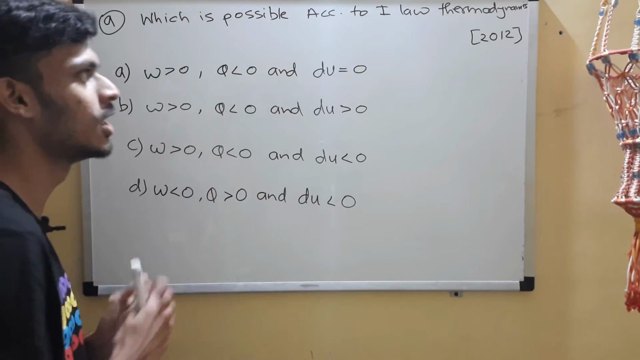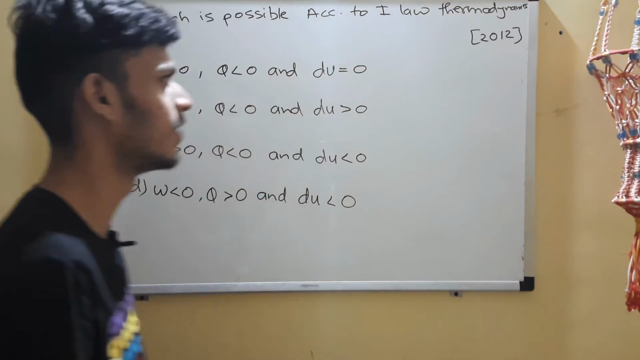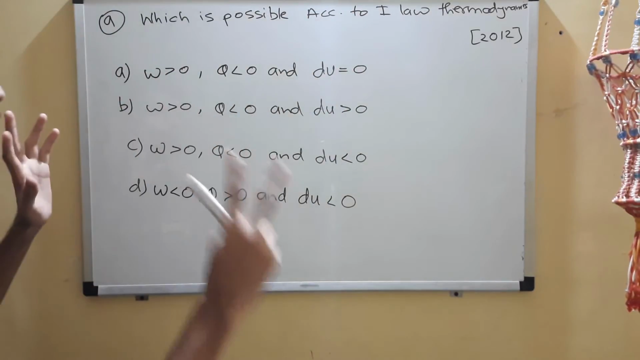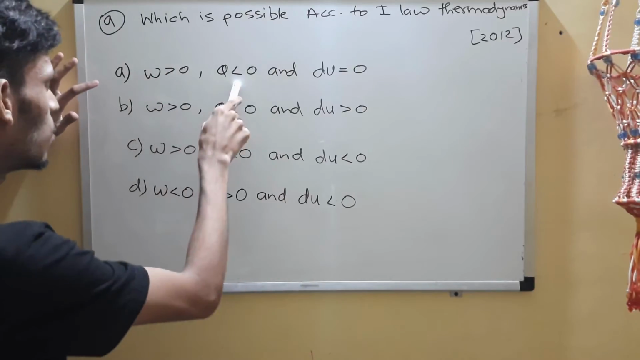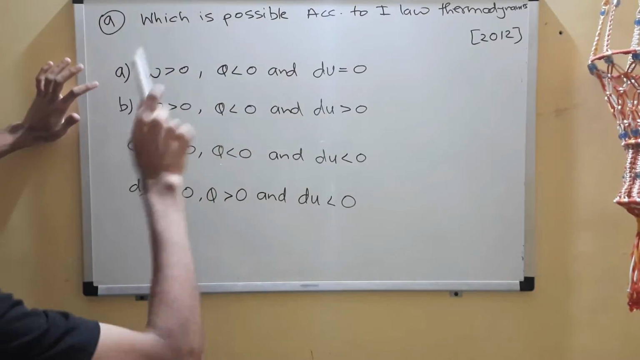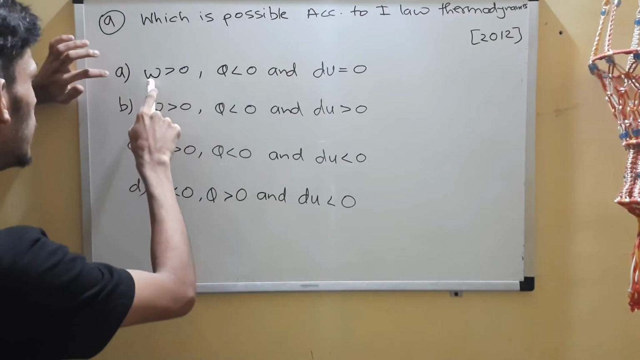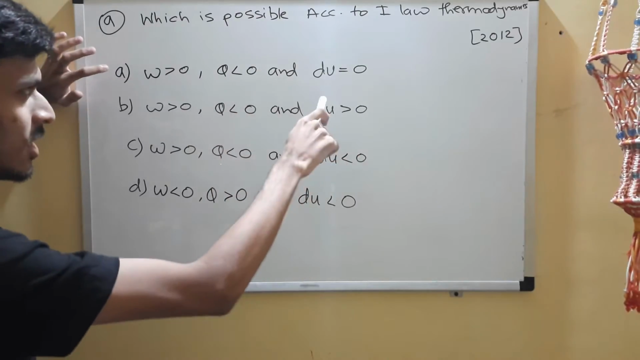So there are actually two ways to do this question. One is the logical way, or second one we can use the formula way too. So let's go by the logical way first. We'll consider these two to be true and we'll see if it implies the third one. So for instance, take option A. It says that work is positive, heat is negative, will the internal energy be zero?